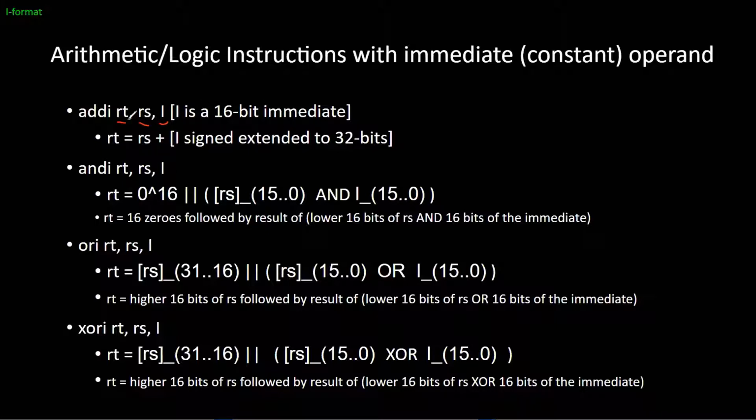How is this going to work? Basically RT, which is the first one, the same as what we've seen previously, is going to be RS plus I. Nothing new. The only thing is that this I is 16 bits. When you are doing an add, this is a 32-bit number, so the I is going to be sign extended to 32 bits, because you don't want to change the sign.